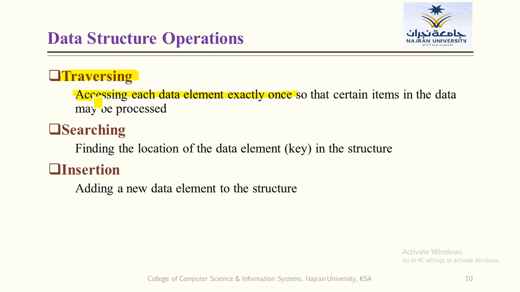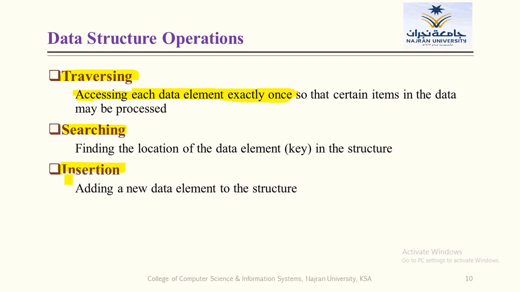So why do we have to visit data elements in data structures? Maybe we want to process data, do some manipulation, add something, subtract something. So that's why we are visiting data elements one by one. Searching, it's very clear, is finding the location of data elements in the structure. We are looking to search for something, so we perform this operation, searching.